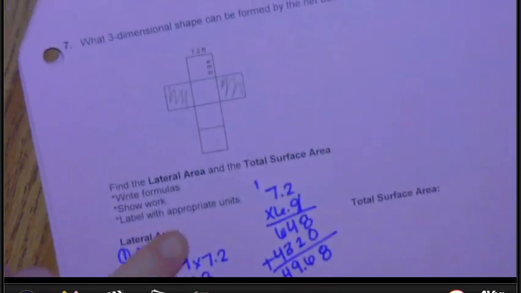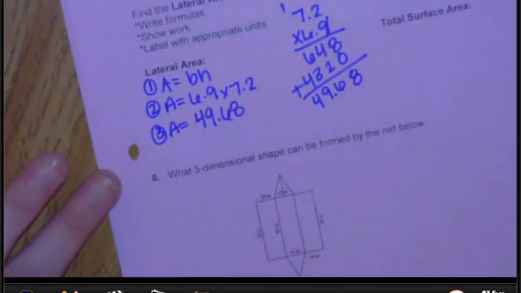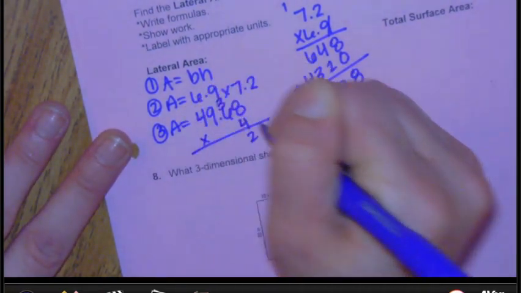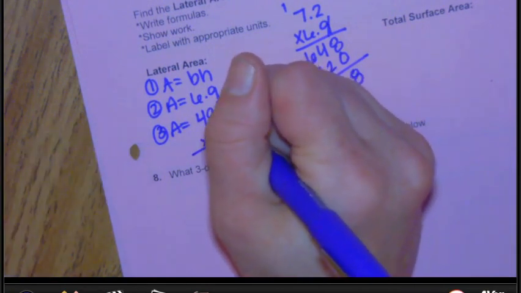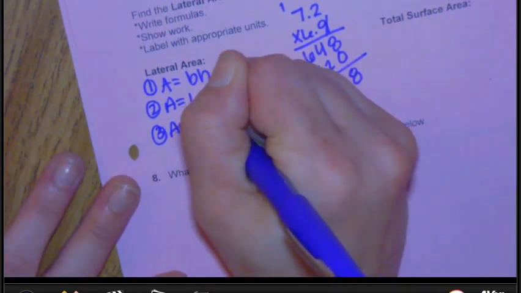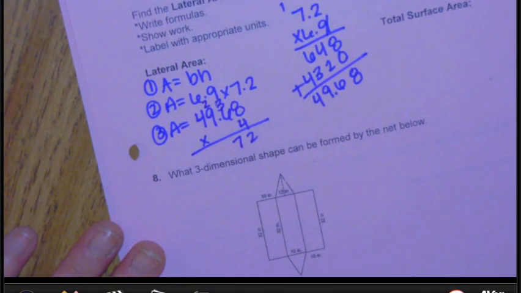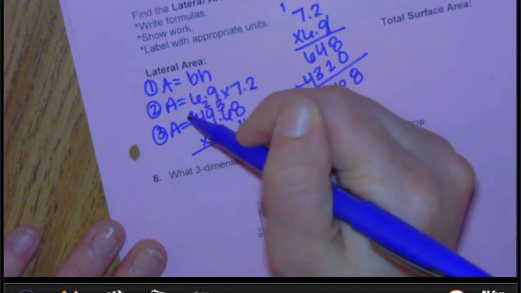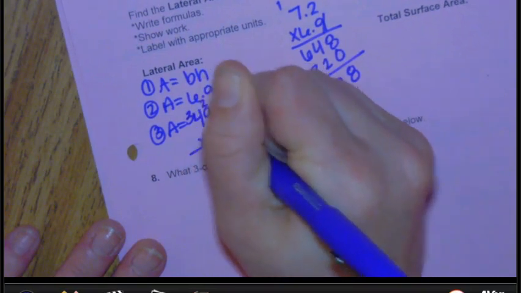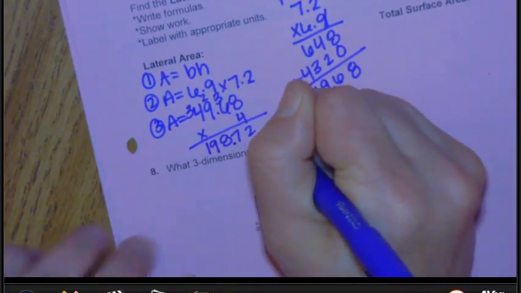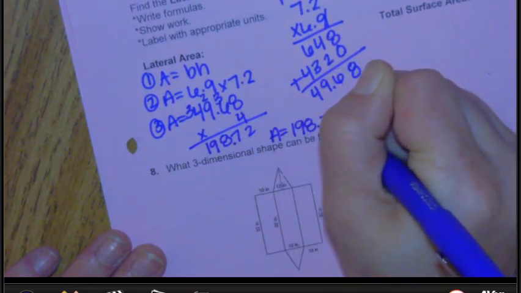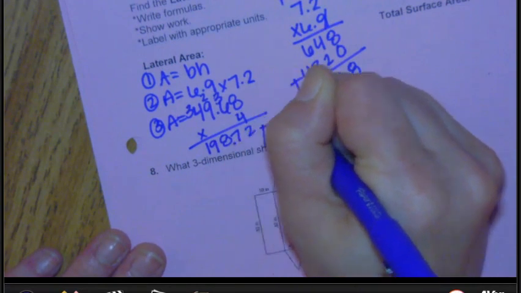Now, how many lateral faces do you see? I have 1, 2, 3, 4. So I need to multiply this number by 4. 8 times 4 is 32. 6 times 4 is 24, plus 25, 26, 27. 9 times 4 is 36, plus 2 more is 38. 4 times 4 is 16, 17, 18, 19. And I have 2 decimal places. So my lateral surface area is 198.72 feet squared.